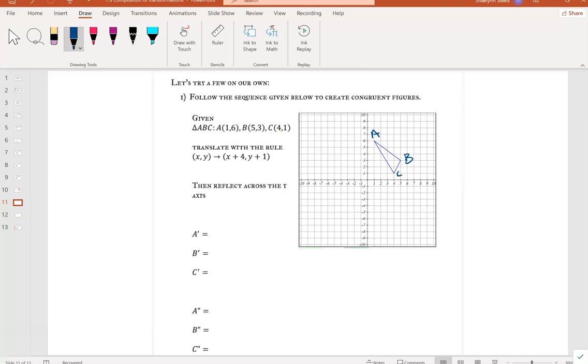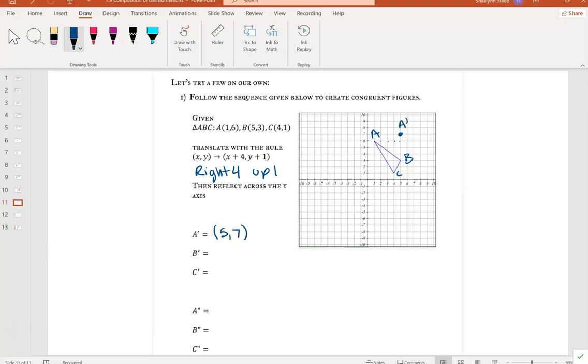So the first thing we want to do is translate with the rule x plus 4 and y plus 1. So x plus 4 means right 4, and y plus 1 means up 1. So let's take our A. We're going to go 1, 2, 3, 4, up 1. So our new A prime is going to be, oh, that wasn't right. I went left. 1, 2, 3, 4, up 1. So that's going to be at 5, 7.